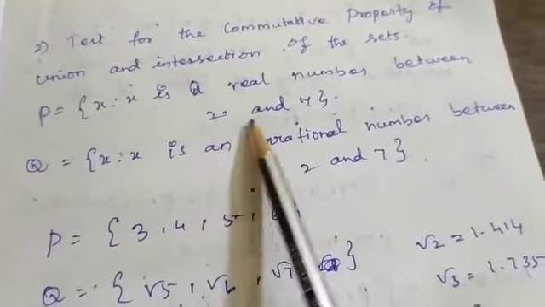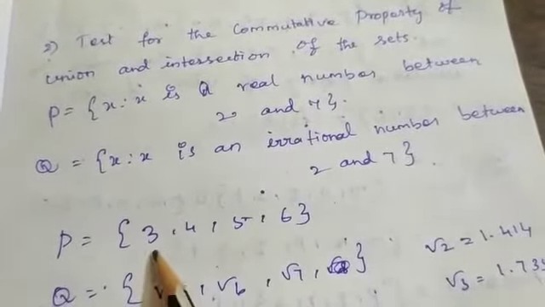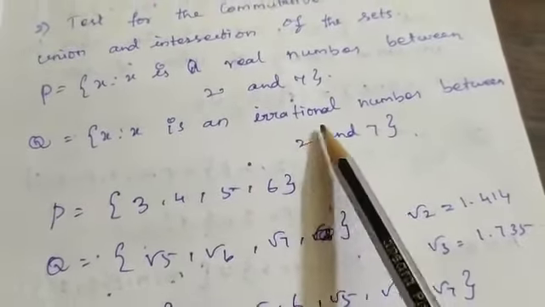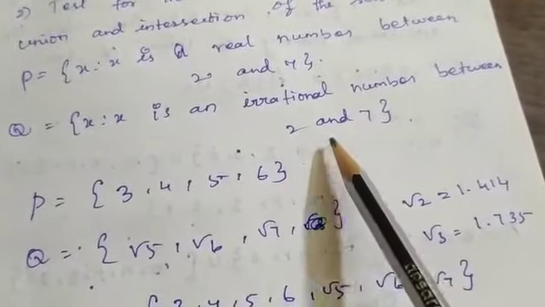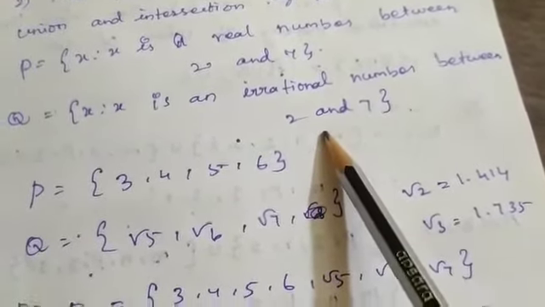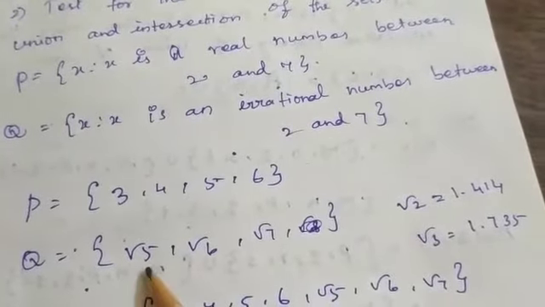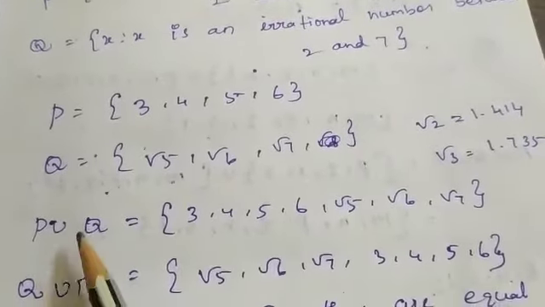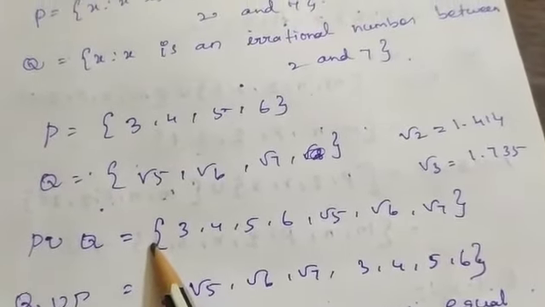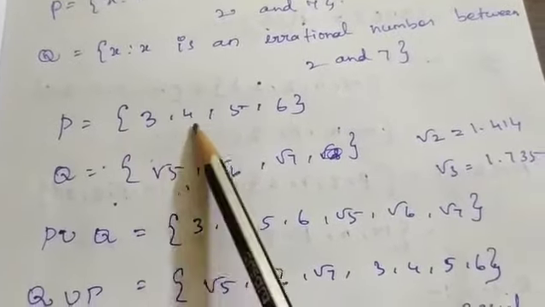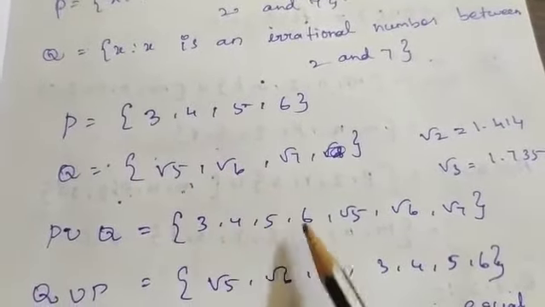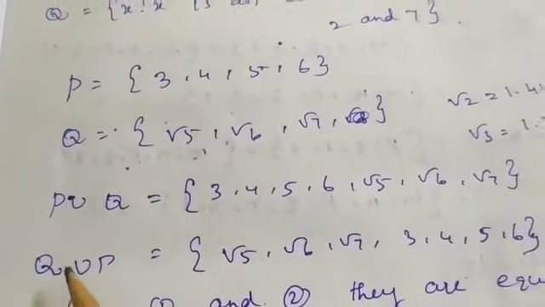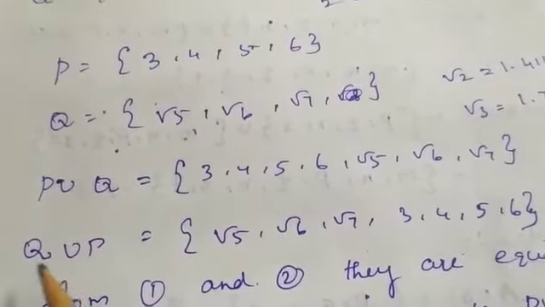So it must be greater than 2 and within 7: 3, 4, 5, 6. Q values are many rational numbers between 2 and 7. Between 2 and 3 itself there are many rational numbers. So approximately we have to find root 5, root 6, root 7. So P union Q equal to, in ascending order, 3, 4, 5, 6, root 5, root 6, root 7.